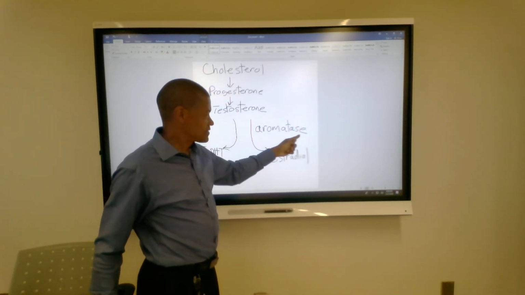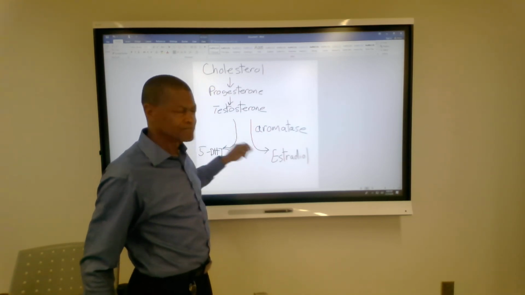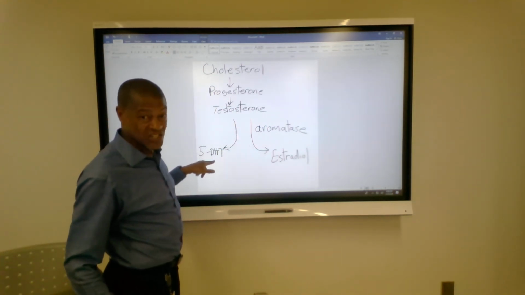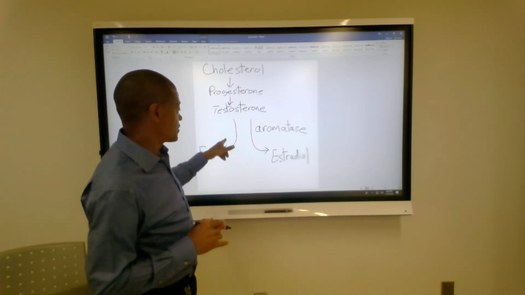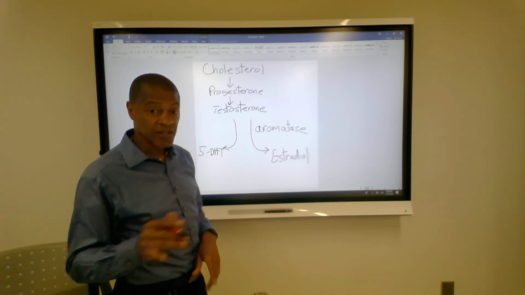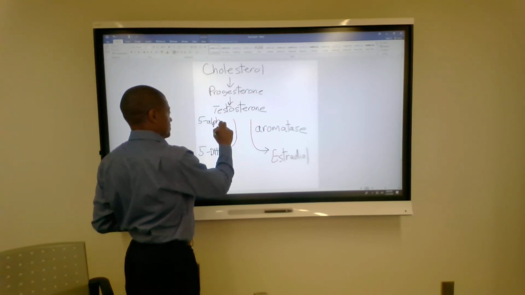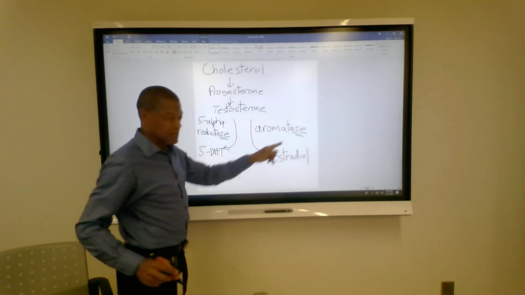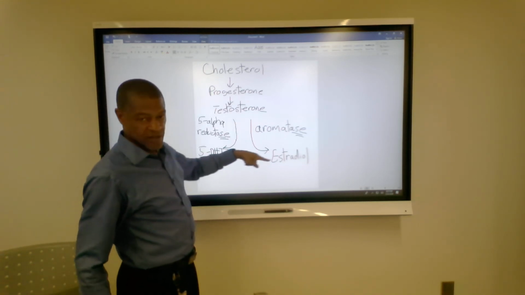Aromatase, an -ase enzyme. So aromatase is the chemical that converts testosterone into estradiol. Didn't think about that, huh? Testosterone can also make 5-DHT. DHT stands for dihydrotestosterone, but the chemical that's involved here is called 5-alpha reductase. Different enzyme. You notice the enzyme is an -ase, different enzyme making DHT, different enzyme making estradiol.